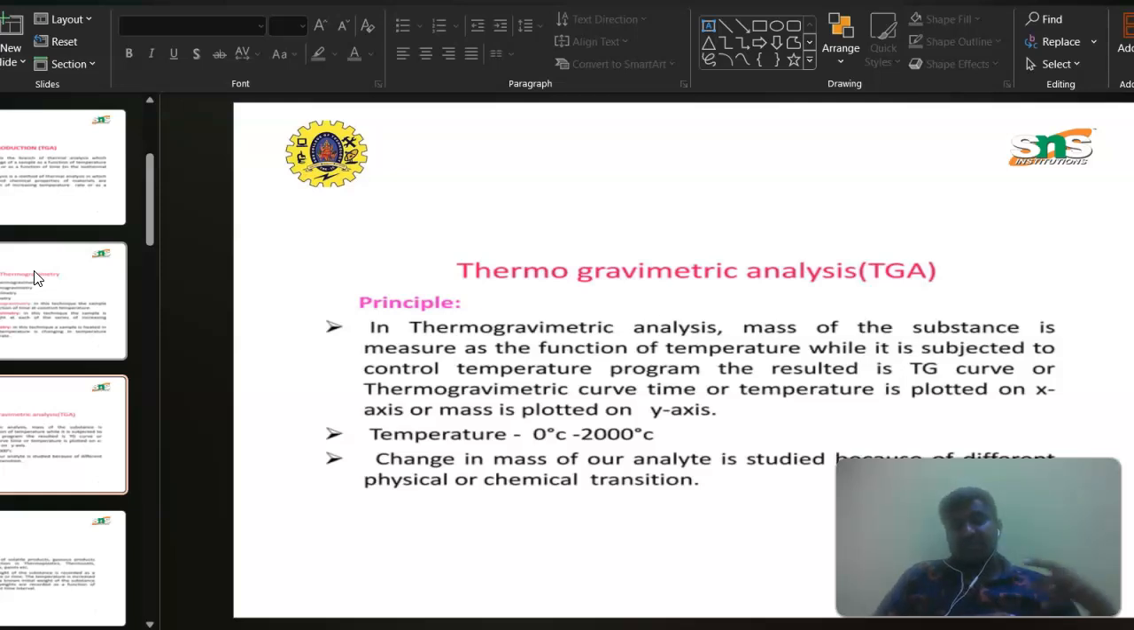Next, we will see the principle of thermogravimetric analysis. In thermogravimetric analysis, the mass of the substance is measured as a function of temperature while it is subjected to a controlled temperature program. The result is a TG curve or thermogravimetric curve. Temperature or time is plotted on the x-axis and mass is plotted on the y-axis. Temperature can be recorded from 0 degrees Celsius to 2000 degrees Celsius. The change in mass of the analyte is studied because of different physical or chemical transitions.